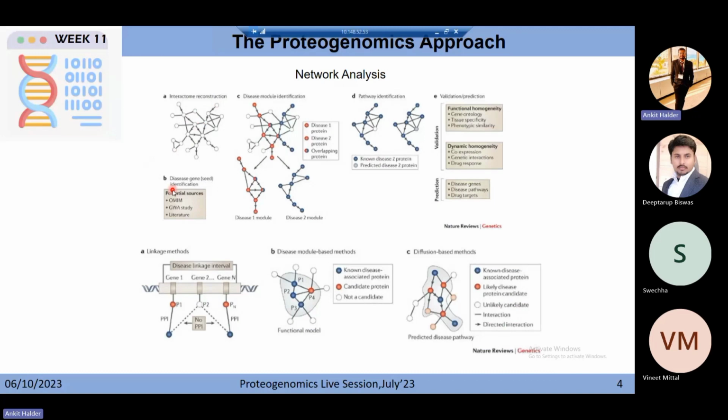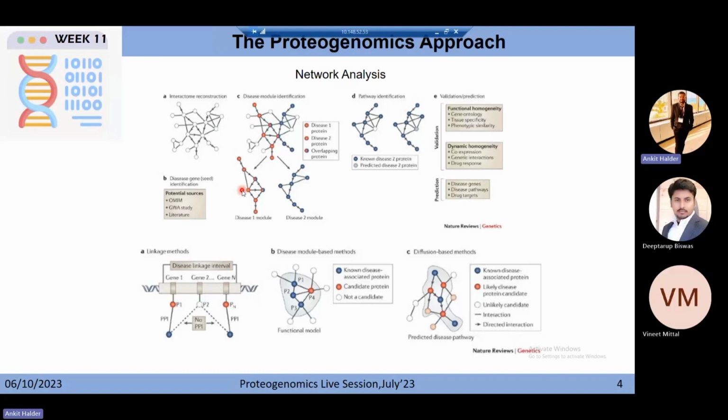Now this is the interactome reconstruction. The potential sources that were taken were OMIM, that is Mendelian inheritance genes, and GWA study literature. Here you will understand which particular genes are disease causing, and you will place them into a particular group. Otherwise, from where will you get them? So here you will see that the literature, GWA study and OMIM will help you find out.